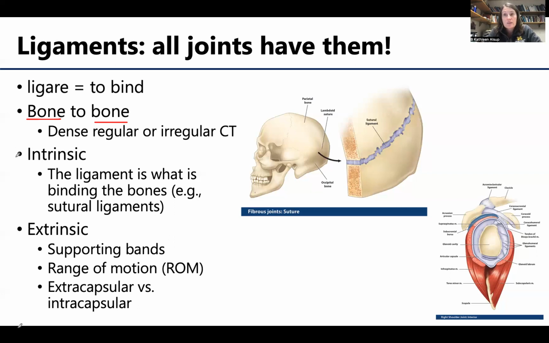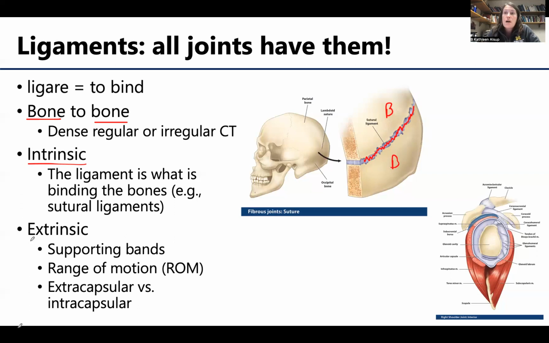Intrinsic ligaments, generally how we're going to use them for this course, are the ligaments in which you're actually binding the bone. So in this example here of this fibrous type of joint, you had the bone, and then you have this intrinsic ligament called the sutural ligament, which is actually connecting the two bones or joining them together. So that's how we are going to use the term intrinsic ligaments.